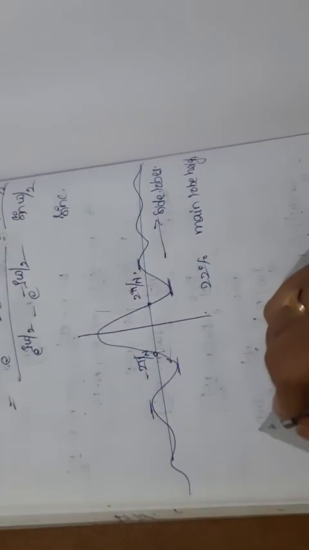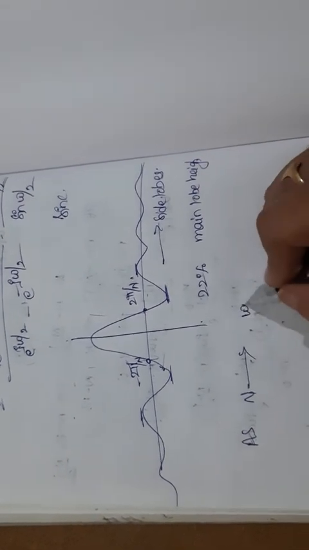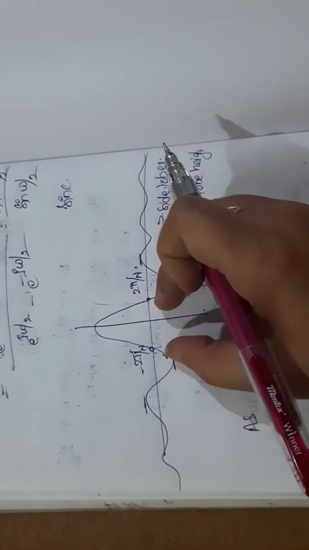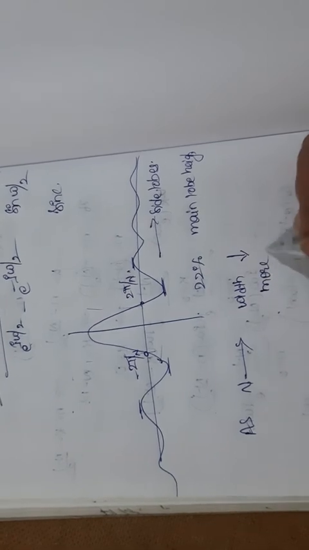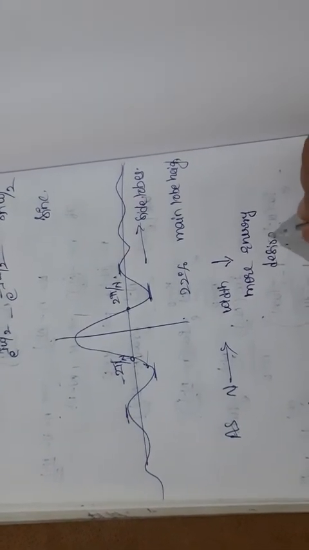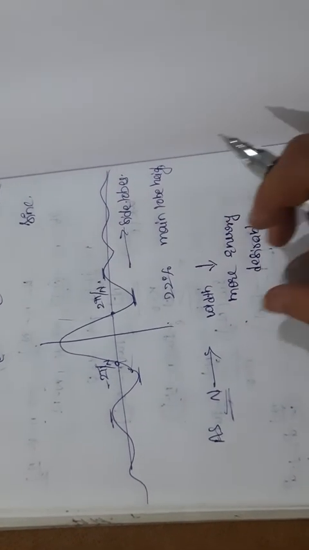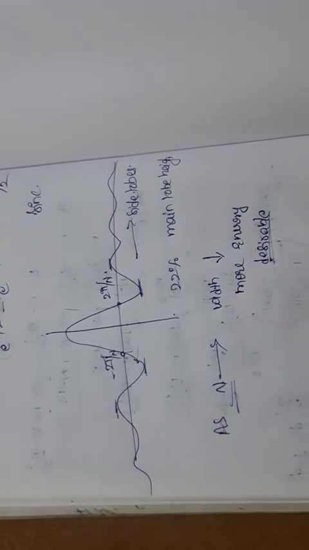As capital N goes on increasing, the width decreases. The width becomes very small and more energy lies in the central lobe, which is desirable. So as the order increases, the width decreases, and more energy will lie in the central lobe, which is desirable. Thank you.